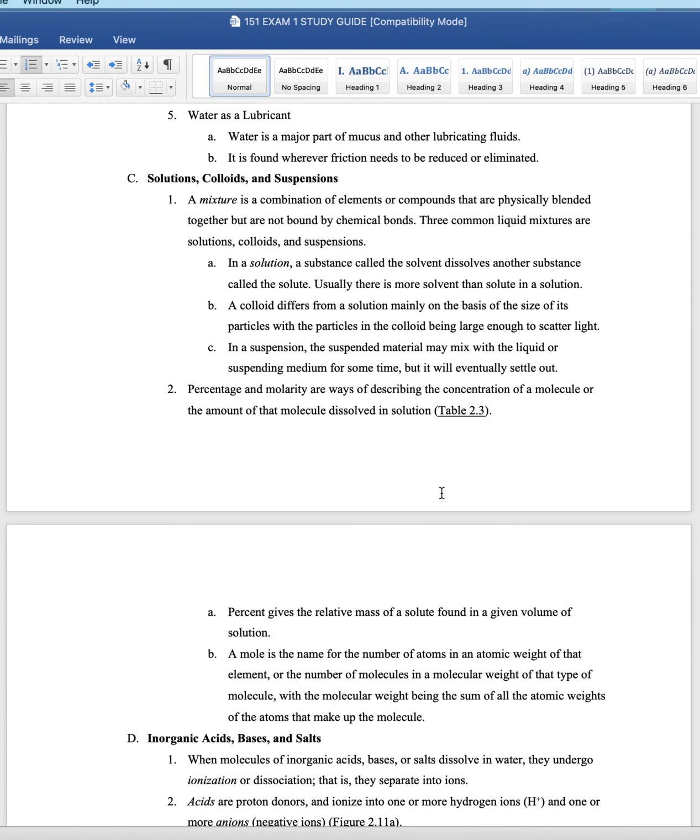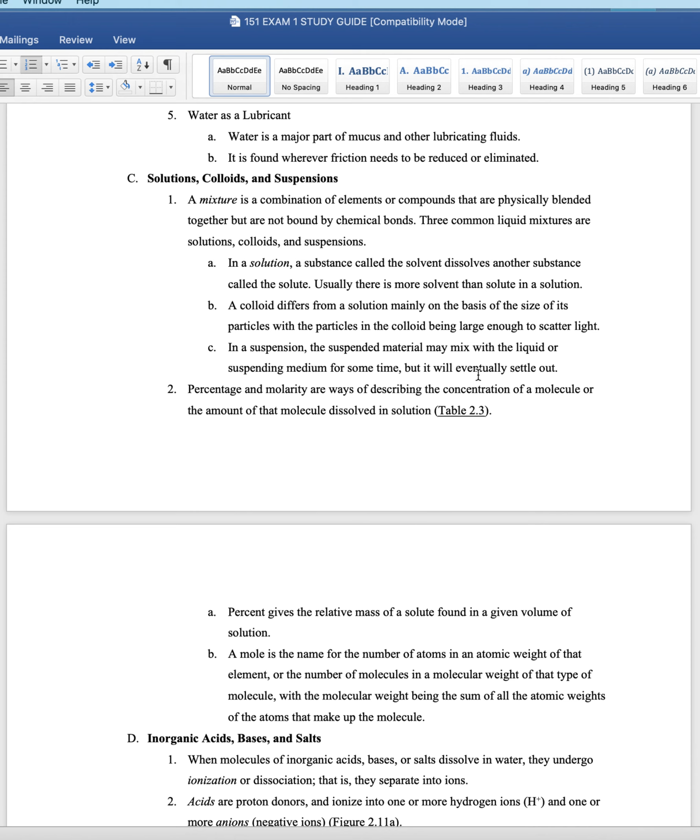Okay, again, I just spoke of the difference between a solution and a suspension. So a mixture is anytime we have something that's physically blended together but not bound by chemical bonds. A solution is when something is dissolved. Usually there's more solvent than solute in a solution. So usually there's more water than salt, for example, right? A colloid is going to be when we have things that are suspended, but because of the size of the particles, things are going to stay mixed, like an emulsion, something like mayonnaise. In suspension, the material will mix with the liquid, but will eventually settle out after a little bit of time, something like glitter in water or sand in water.